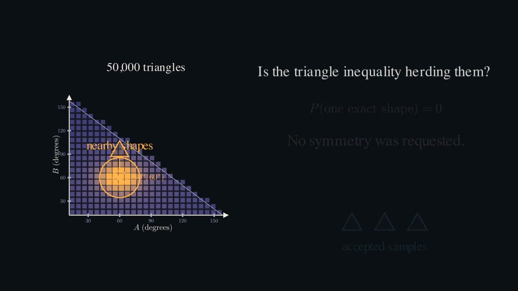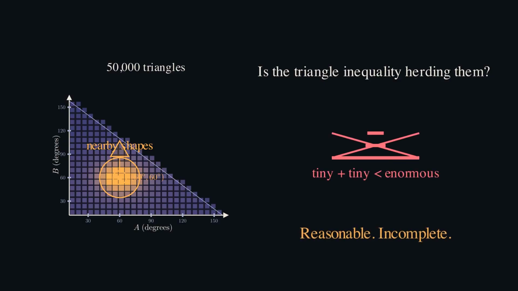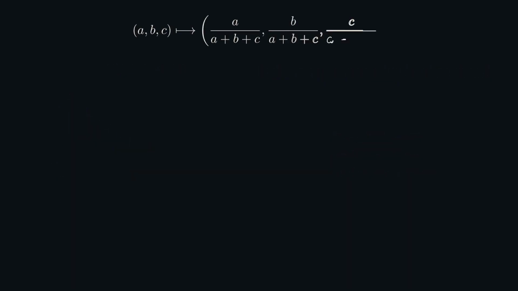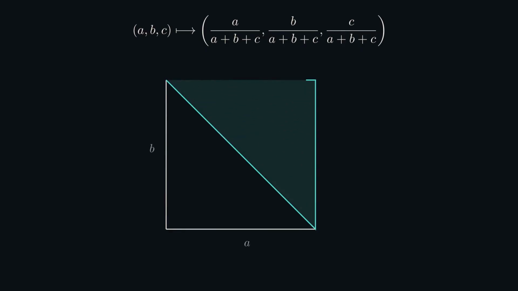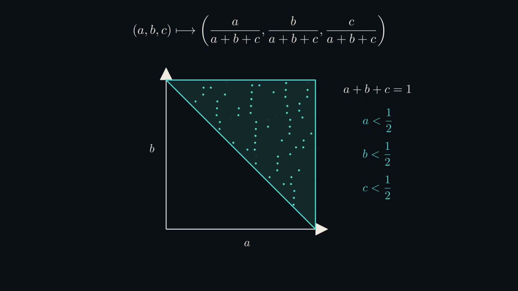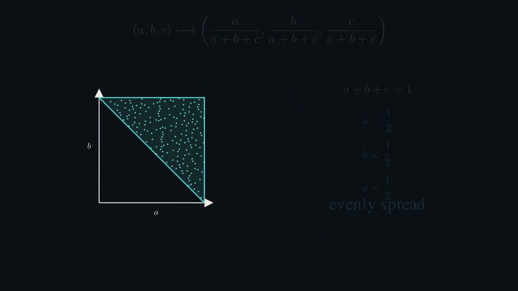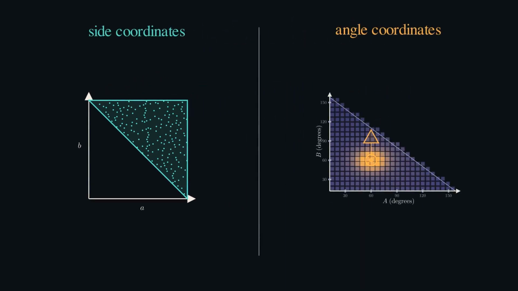My first guess was the triangle inequality. It rejects the absurd triples like two tiny sides and one enormous side, so maybe that rejection simply herds everything toward equality. Reasonable. Also incomplete. Because if we plot the accepted side lengths after dividing each by the perimeter, there is no mound at all. The points spread perfectly evenly across a flat triangular region. Same random triangles. Flat in one picture, sharply peaked in another. That is the actual puzzle.